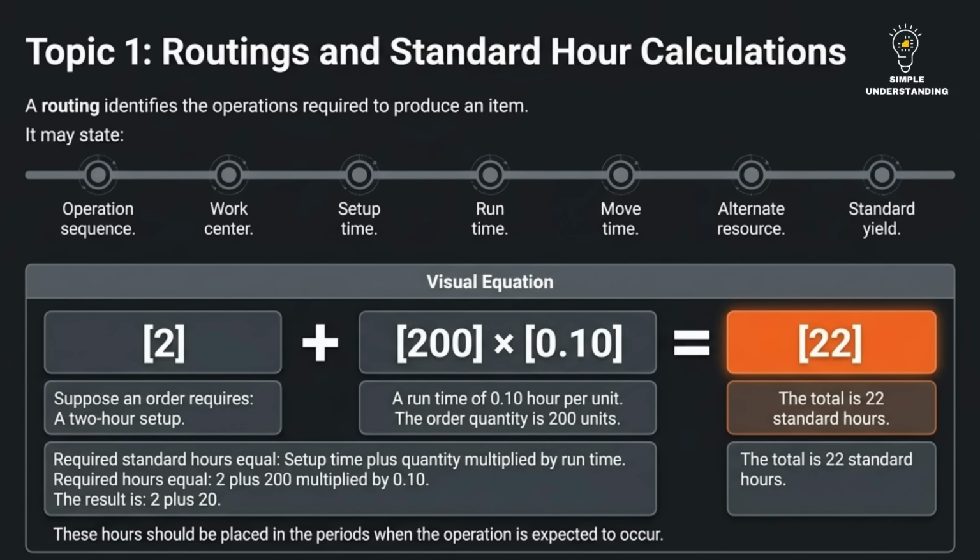Suppose an order requires a 2-hour setup and a runtime of 0.10 hours per unit. The order quantity is 200 units. Required standard hours equals setup time plus quantity multiplied by runtime. Required hours equal 2 plus 200 multiplied by 0.10. The result is 20 plus 2. The total is 22 standard hours. These hours should be placed in the periods when the operation is expected to occur.